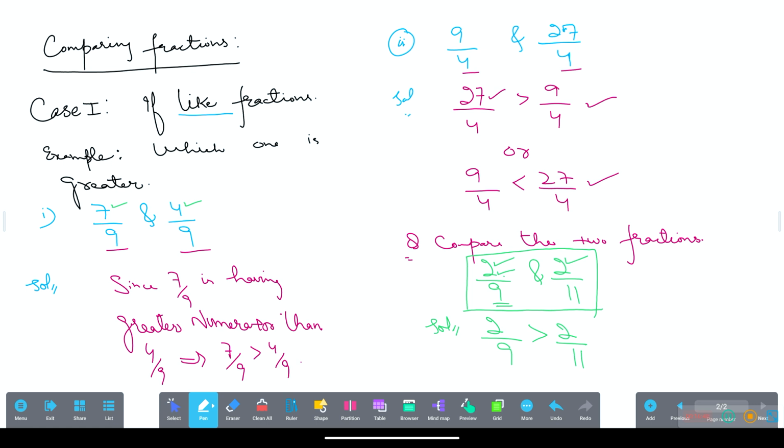Now the second case we are moving to is unlike fractions. Now if we have two unlike fractions, first I will take the same example, the one that I have taken in the previous case and the last example. I will take one example like that. So let me have the first example.